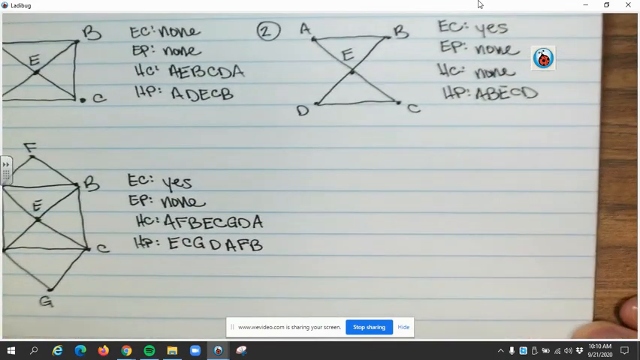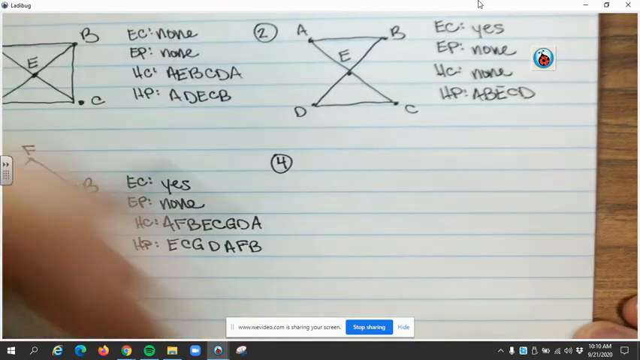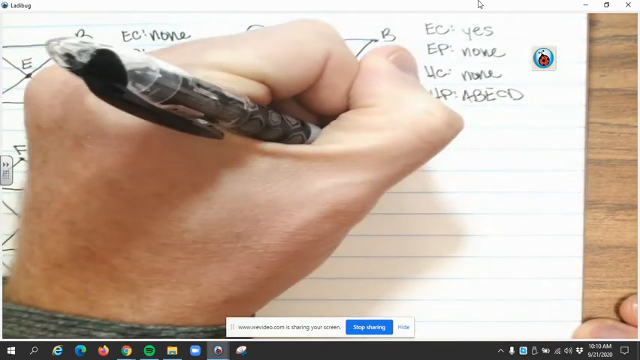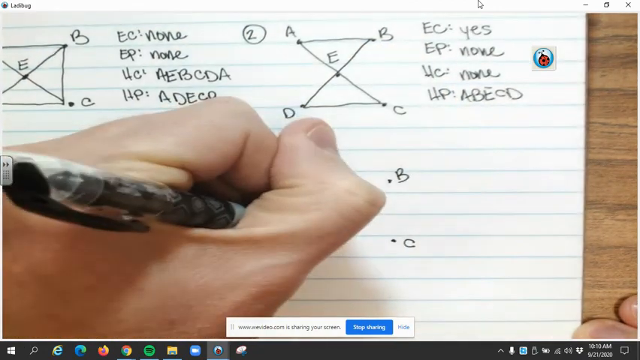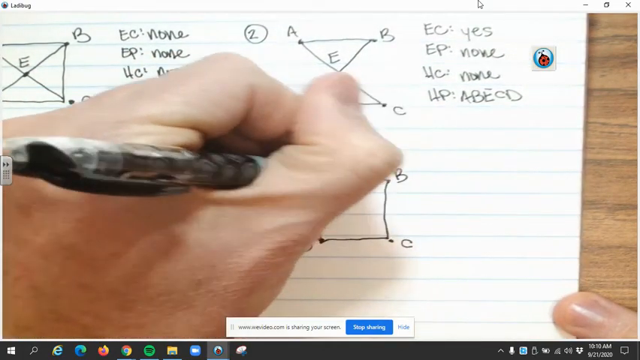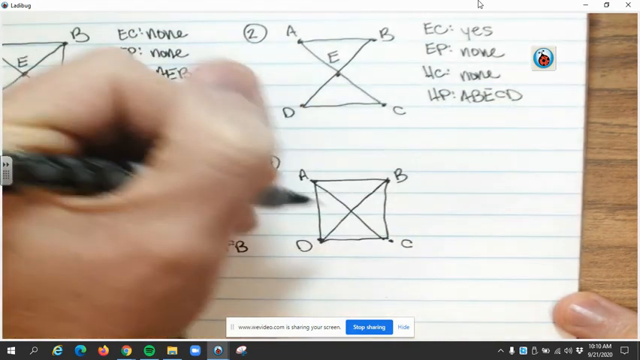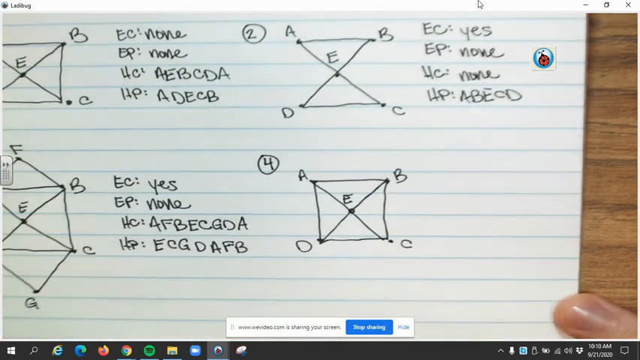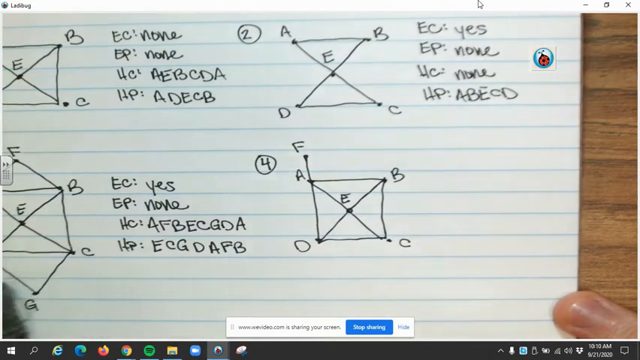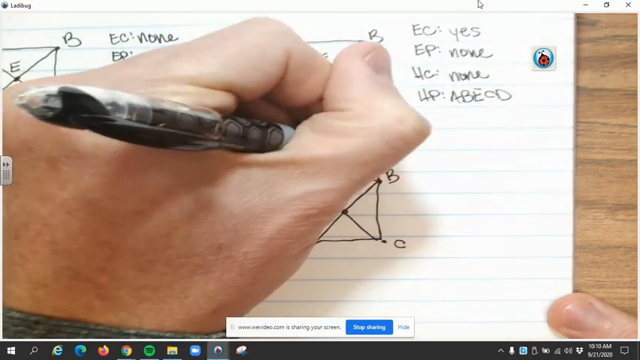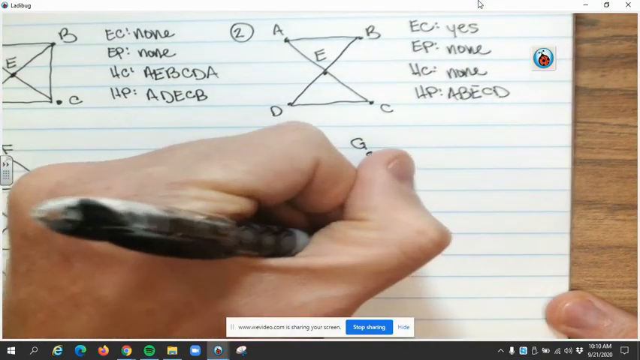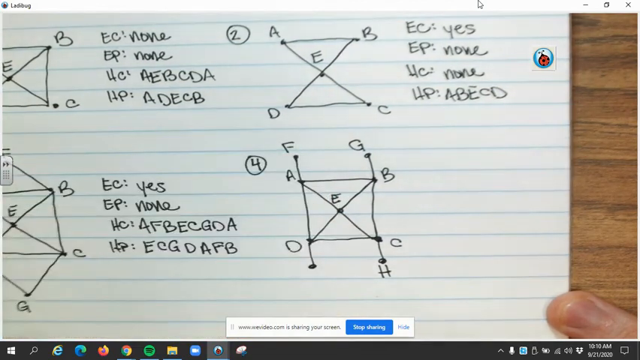Number 4, last one. So we're going to put our vertices very similar to the way we've done them before, A, B, C, and D. I'm going to draw a box just like I drew with number 1. I'm going to put point E in the middle. Except this time I'm going to have a point going straight up and call it F from A, a point straight up from B and calling it G, a point straight down from C, calling it H, and straight down from D and calling it I.